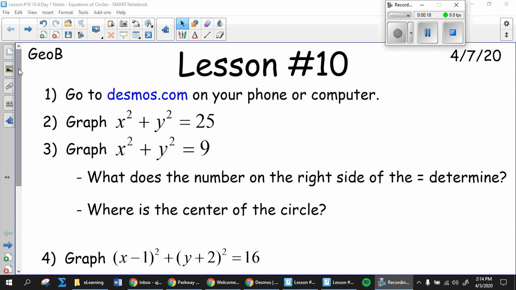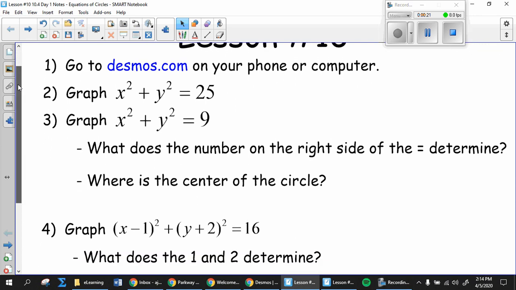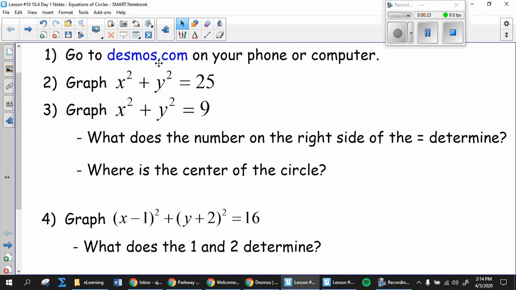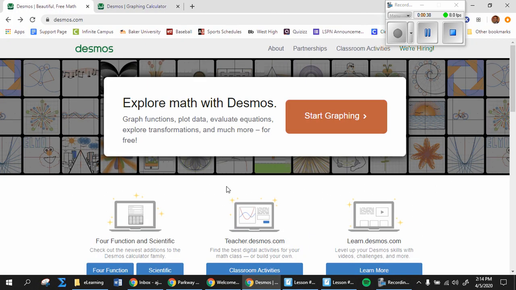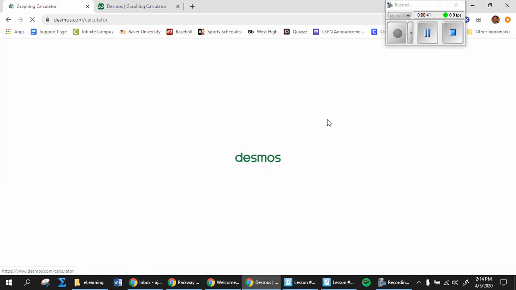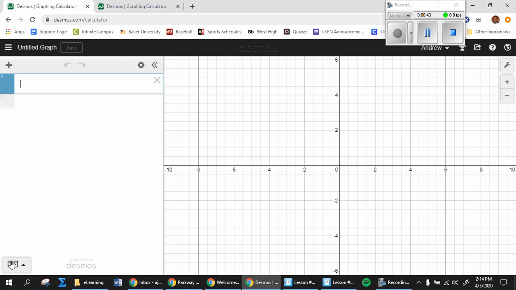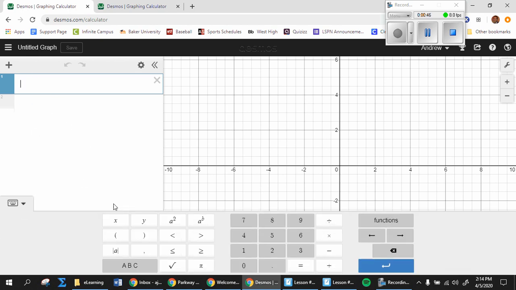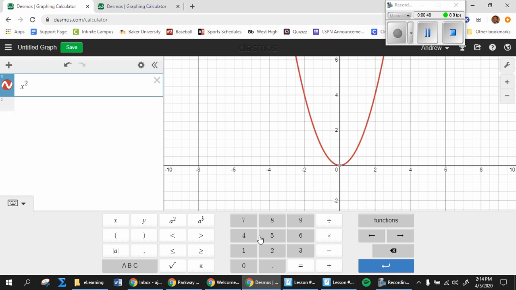So first thing I want you to do is pause this video. I want you to go to this website here, desmos.com, on your phone or computer. Either one should work. And I want you to go through these 3 steps here. I want you to graph these 2 equations, answer these 2 questions, and then finish by graphing this equation and answer this question here. When you go to desmos.com, you'll come to the screen here. You want to hit start graphing, and then you'll type in your equations over here, and that'll pop up your graph. So go ahead and do that, pause the video, answer those questions, and then come back to the video when you're done.